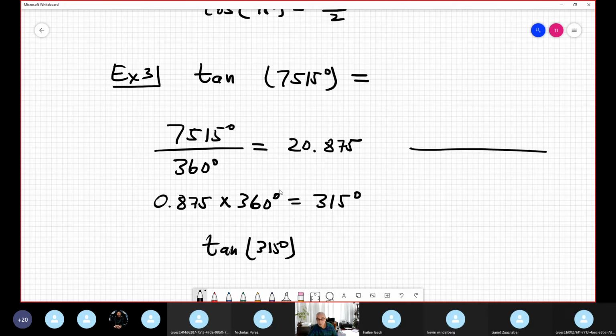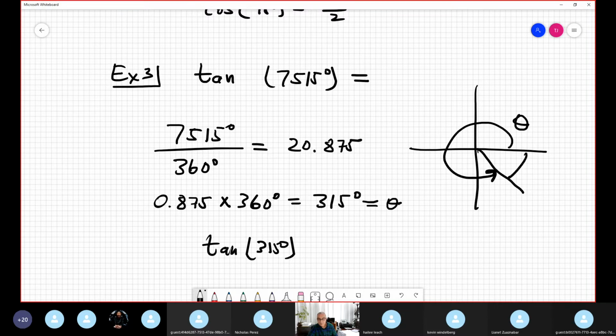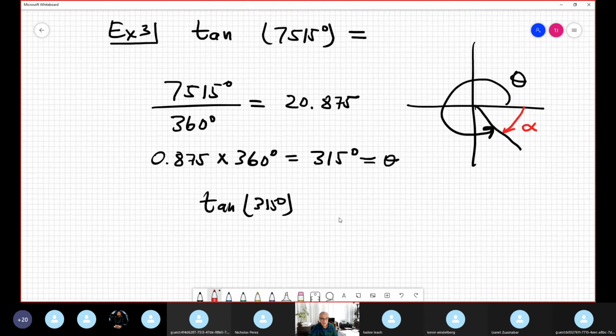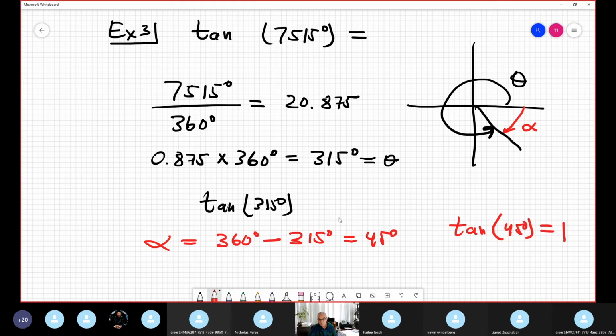And tangent 315 degrees, in what quadrant does it lie? Fourth quadrant. This is theta, okay, 315. And alpha is this guy. Wait. Alpha is red color. So alpha is 360 in the fourth quadrant. The computation of the alpha is 360 minus 315, 45. Therefore, tangent of this angle is equal to tangent 45. And tangent 45 is 1. Do you remember that one? Yes, Professor. I remember. Little by little, I remember, no?